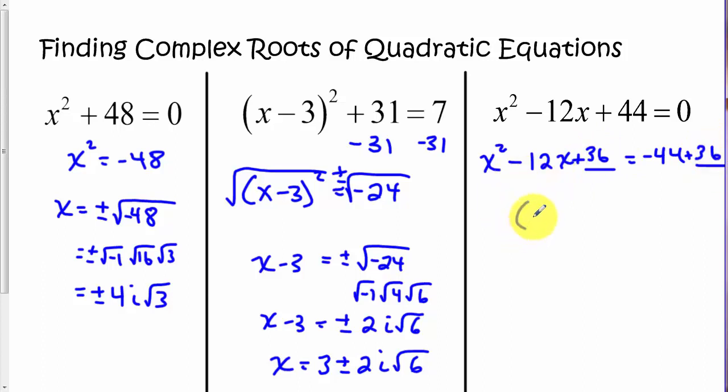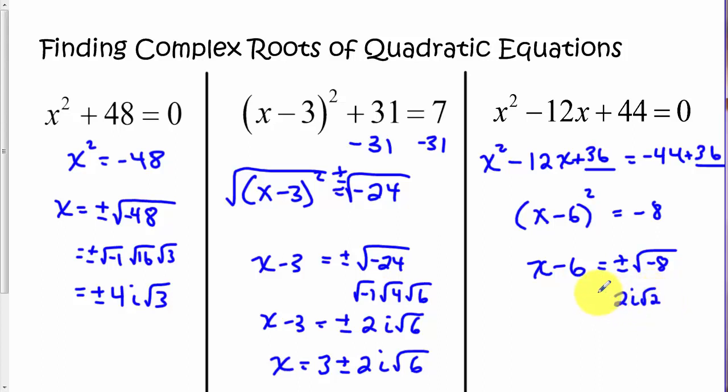This factors into x minus 6 squared. And on this side we have -8. Now we look just like this problem here. We're going to square root both sides. And we will simplify this. Square root of -8 simplifies to be 2 radical 2, and with the negative, so we get 2i radical 2 plus or minus, and that equals x minus 6. And we add the 6, and again we get our complex conjugates.